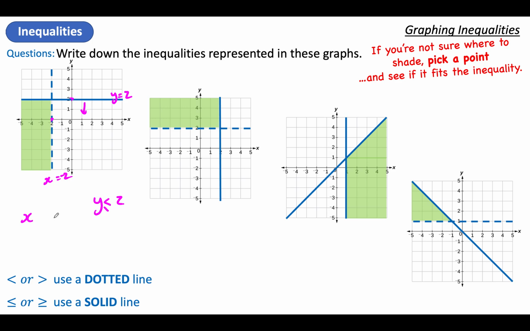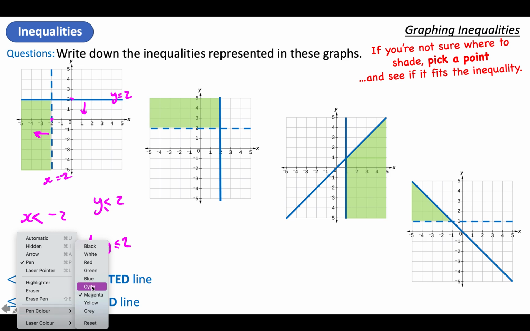The x and the -2, well, it's everything again to the left of that line, where everything is less than -2, but it's dotted, so there's no equals sign, right? So there's my two things: x is less than -2, and y is less than or equal to 2.